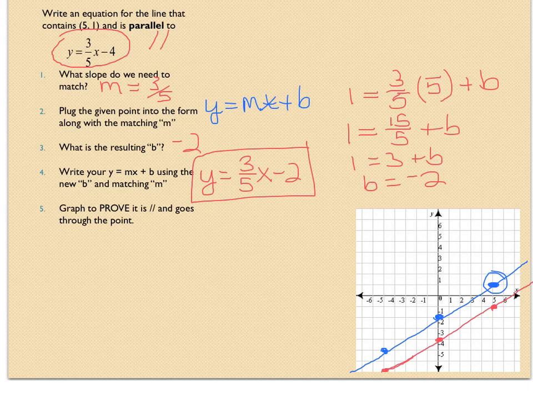So I think we understand parallel lines. We understand that they have the same slope and they'll never touch because they are always advancing at the same rate up and the same rate over. Let's move on to perpendicular lines.